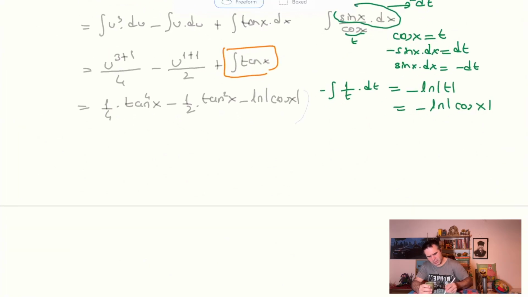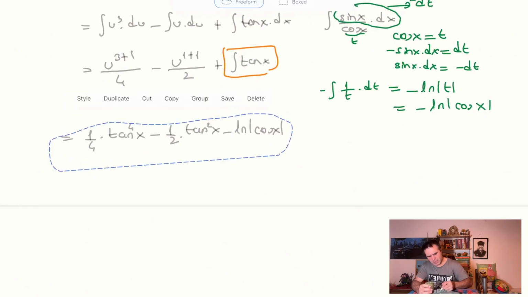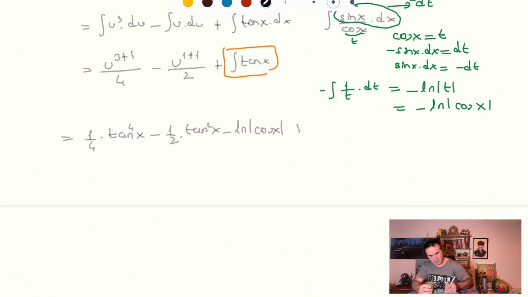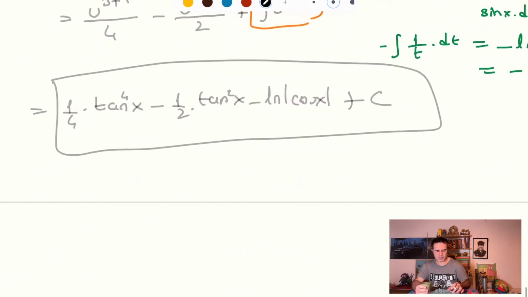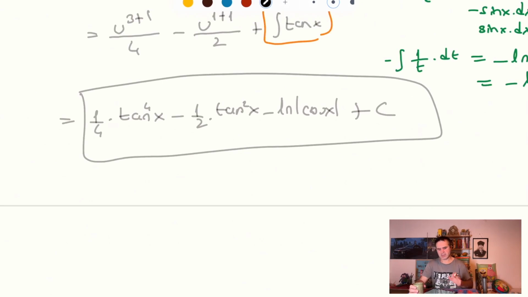Okay, this is the integral, but we should add a constant c because the integral was an indefinite integral. So the answer is this.